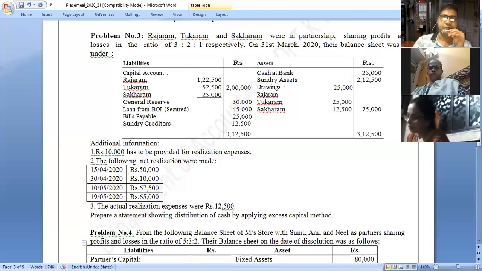Practice is very important. See how we draw and where we have to write. This is very important, because they can ask this particular statement for 10 marks, and the statement of piecemeal distribution of cash they will ask for 10 marks. So a 20 marks big question will come, and at that time you have to solve it.